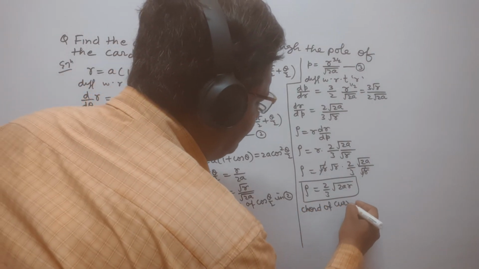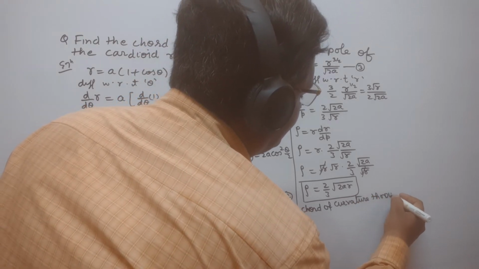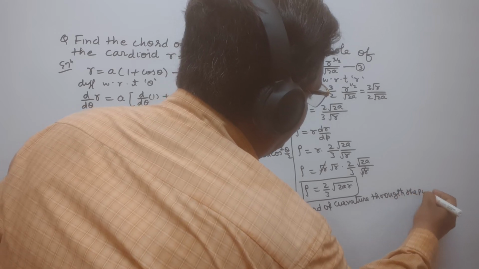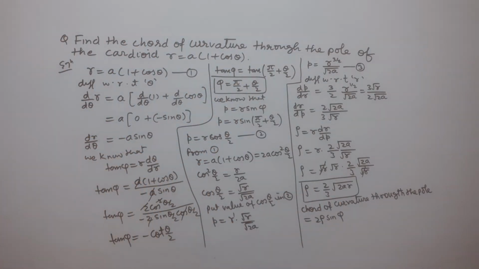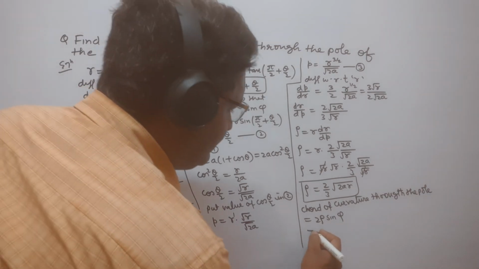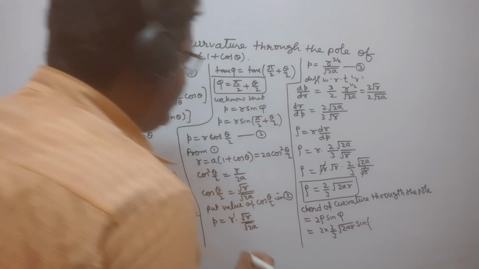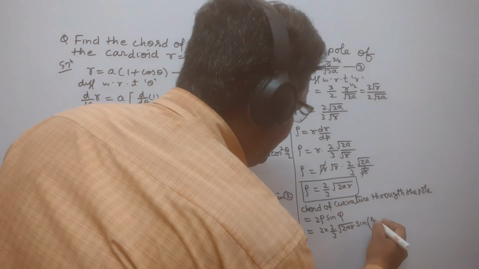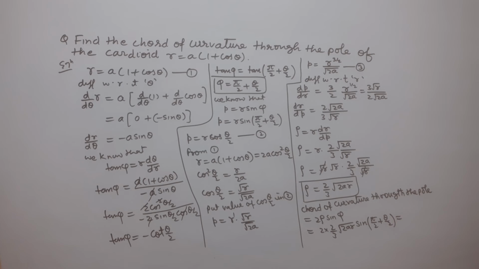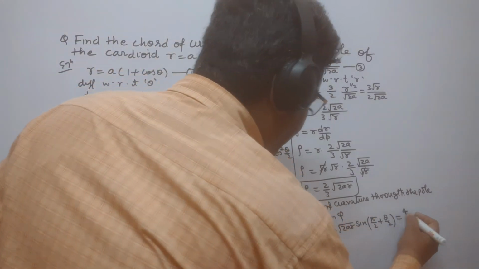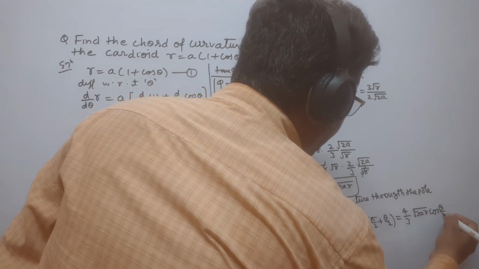chord of curvature through the pole is equal to 2 rho sin phi. So we put here value of radius of curvature and phi. So this is 2 multiplied by 2 by 3 root 2ar and sin phi is here. Phi is here pi by 2 plus theta by 2. And we know that sin of 90 plus theta is equal to cos theta. So we write here cos theta by 2. So 2 multiplied by 2, this is 4 upon 3 root 2ar and cos theta by 2.